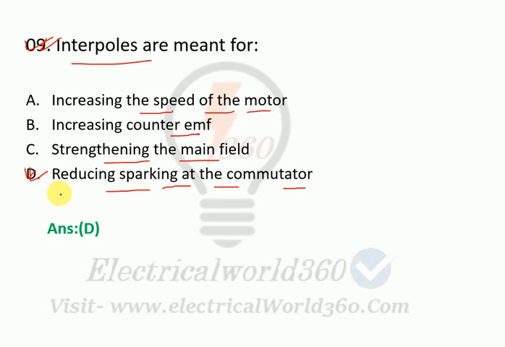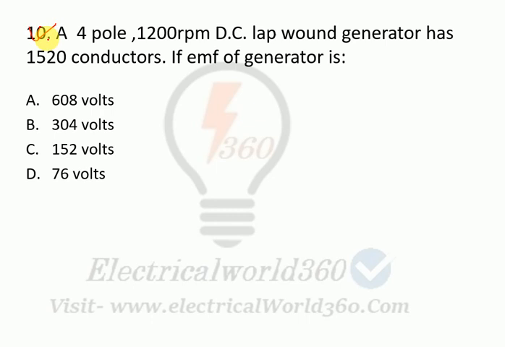Interpoles are meant for reducing the sparking at the commutator. This is question number 10. A 4-pole, 1200 rpm DC lap wound generator has 1520 conductors. If the flux per pole is 0.01 Weber, the EMF of the generator is: 608 volts, 304 volts, 152 volts, and option D is 76 volts.